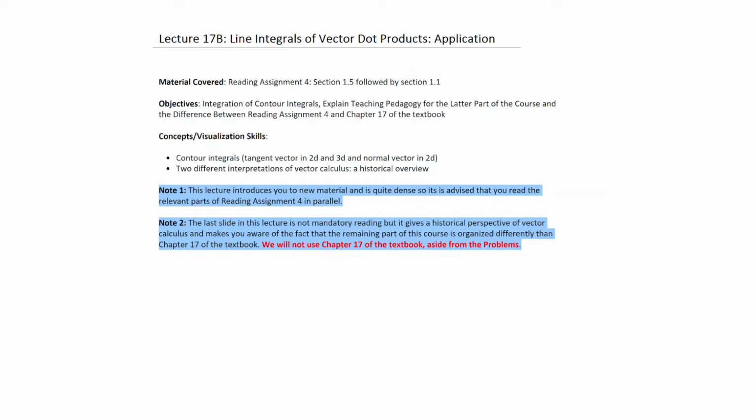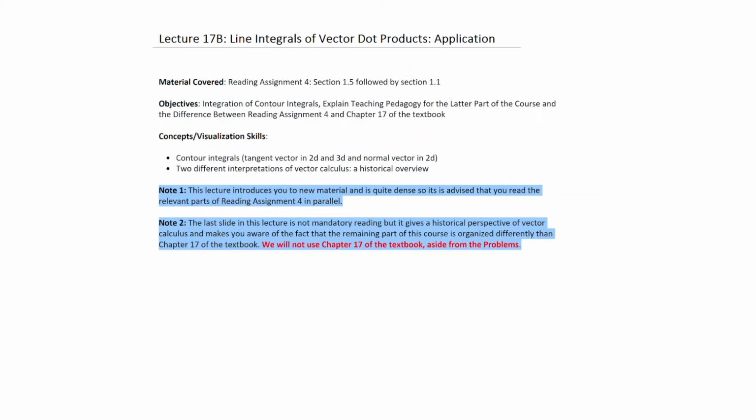At the end of this lecture, I'll explain a little bit more about the teaching pedagogy for the latter part of the course and the difference between reading assignment 4 and chapter 17 of the textbook. The concepts and visualization skills are basically the tools required to solve contour integrals. That's a tangent vector in 2D and 3D and a normal vector in 2D. And we're then going to summarize with two different interpretations of vector calculus, more or less a brief historical overview.